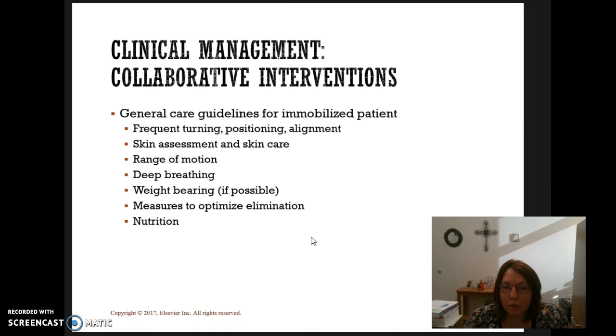Weight bearing, in other words, getting them out of bed, not allowing them to lay in the bed to eat, getting them up, moving, walking if the physician says we can. Measures to optimize elimination, such as sitting them up when they go to the bathroom, helping them to a bedside commode so they don't have urinary stasis. And nutrition, making sure that they're getting adequate amounts of fruits and vegetables, proteins, things like that that they need to help them heal and get stronger and have more energy.